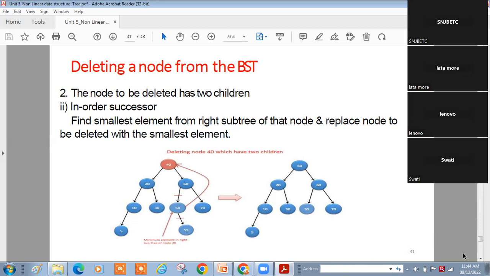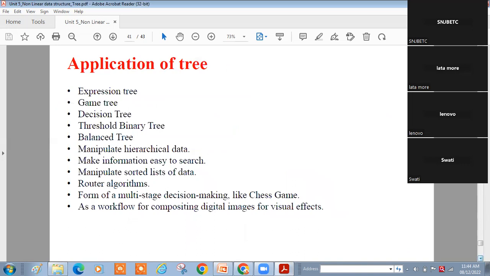So this is the last operation that we can perform on trees. There are different applications of trees that can be used, and this is all.